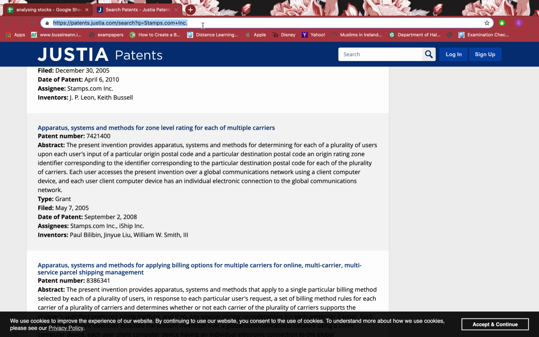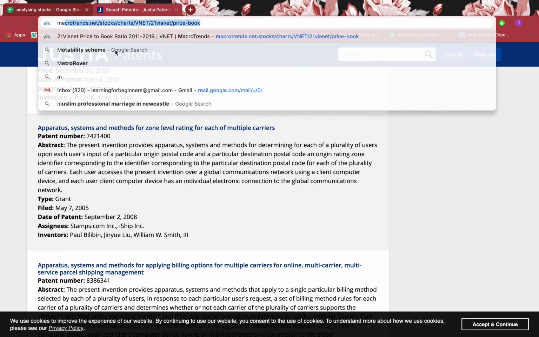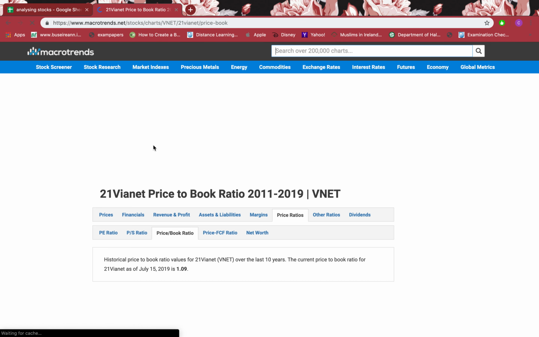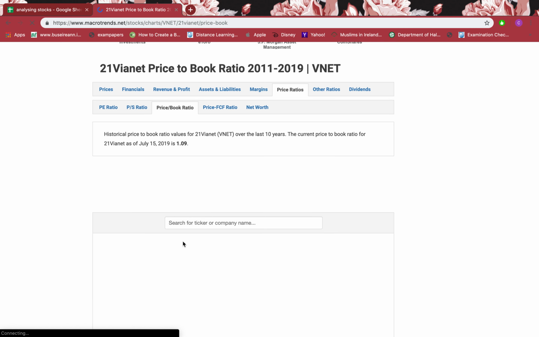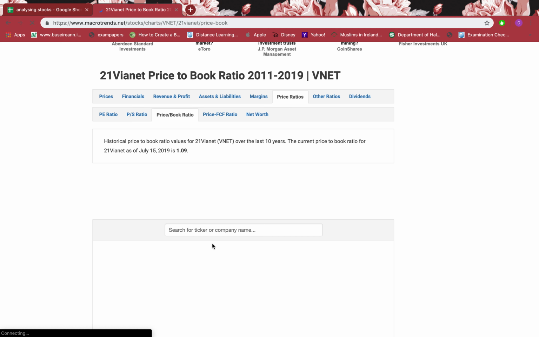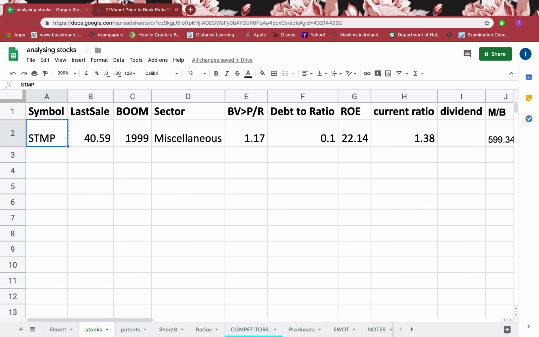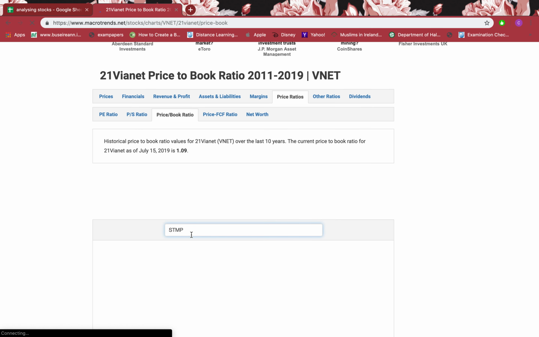And now I want to look at a very good website, Macrotrends. I've left the link, and just go to price ratio and price book ratio. I'll paste in the symbol or the name. You can paste in the symbol or name, but I don't know why it's not coming. Yes, so I'm just pasting in the symbol, and let's look at the price book ratio. This website usually takes very long to load.